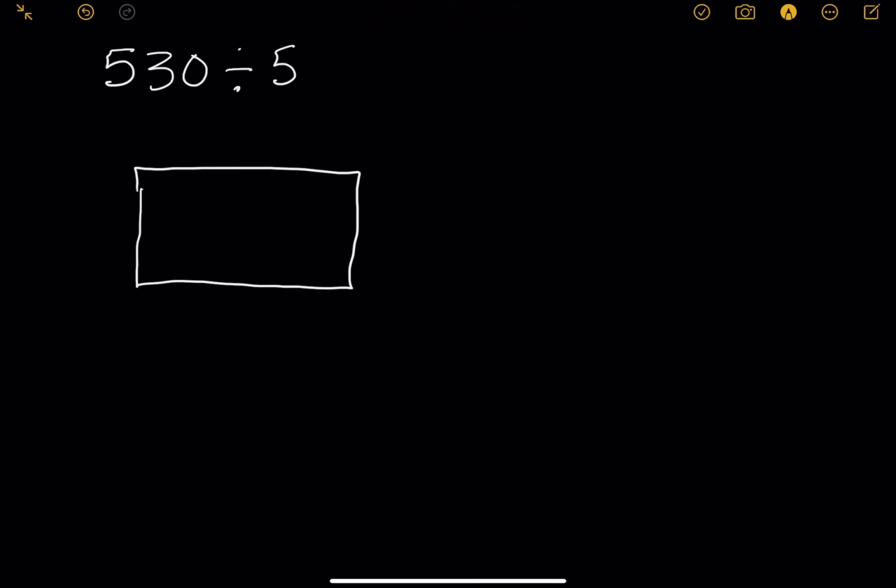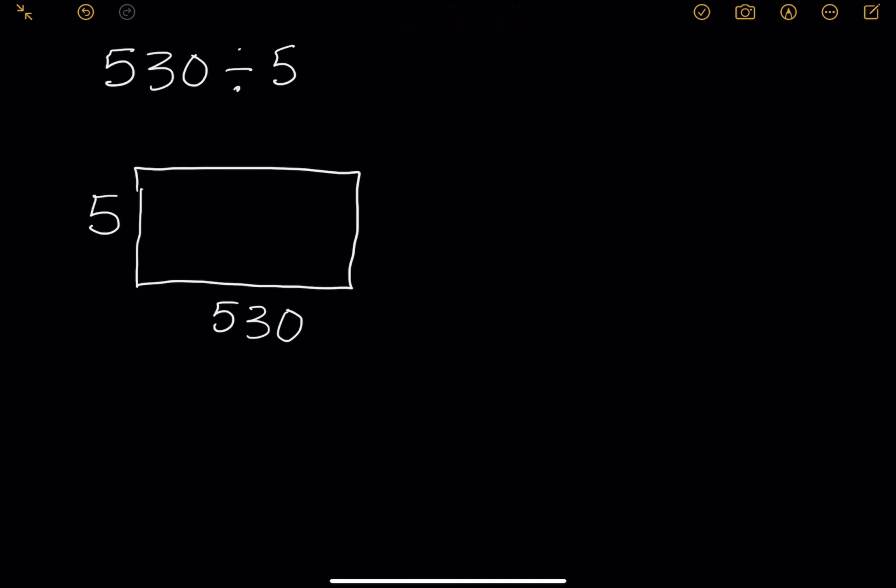Now, your dividend, that's your 530, goes on the bottom. Our goal is to get this 530 all the way down to 0. Now, put your divisor on the side. That's how many equal groups that we have to work with. So let's think about this for a moment. We need to think about what times 5 will help us get 530 all the way down to 0.